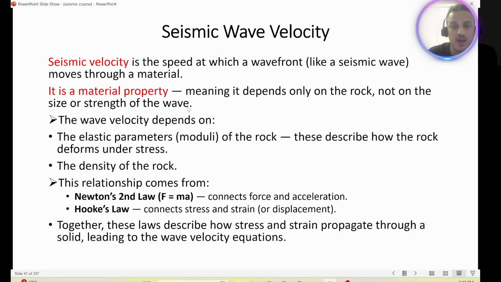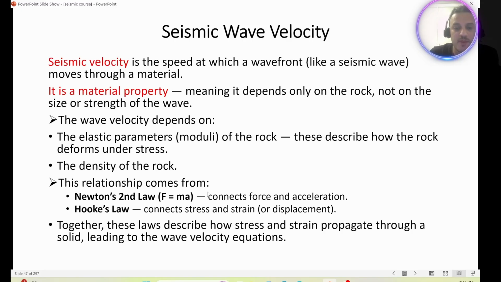So no matter what the size or strength of the wave, it will depend on the rock properties, like the elastic modulus of the rock. When the rock is deformed, it will change its properties, the density and porosity. So it depends on the rock properties and the density of the rock. Okay, the velocity will depend on two factors, the elastic parameters and modulus of the rock, which describe how the rock deforms under stress, and also the density of the rock. It does not depend on how big the wave is or the energy released from the wave.